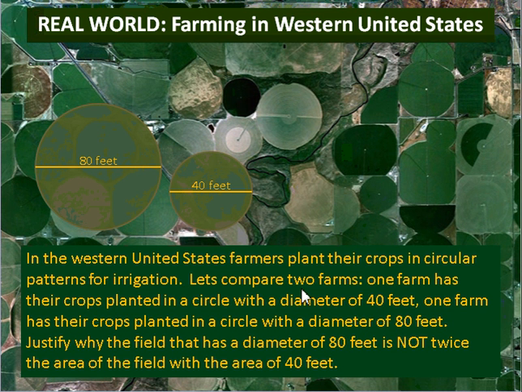So let's compare two farms. One farmer has their crops planted in a circle with a diameter of 40 feet. One farmer has their crops planted in a circle with a diameter of 80 feet. I realize that these are small circles for farming. Justify why the field that has a diameter of 80 feet is not twice the area of the field with the diameter of 40 feet.